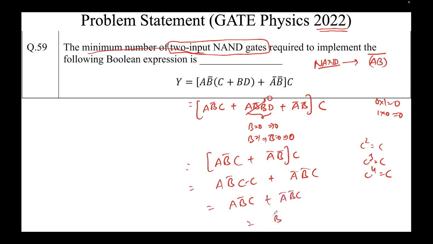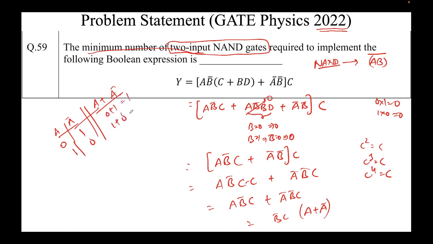Now take B bar C common. We'll get A plus A bar. Let's create a truth table and find the value of A plus A bar. So A can be 0 or 1. Then A bar will be 1 and 0. Let's calculate the value of A plus A bar: 0 plus 1 and 1 plus 0. So this will come out to be 1. So in every case, A plus A bar is always 1. So I can simply say B bar C times 1, which is nothing but B bar C.